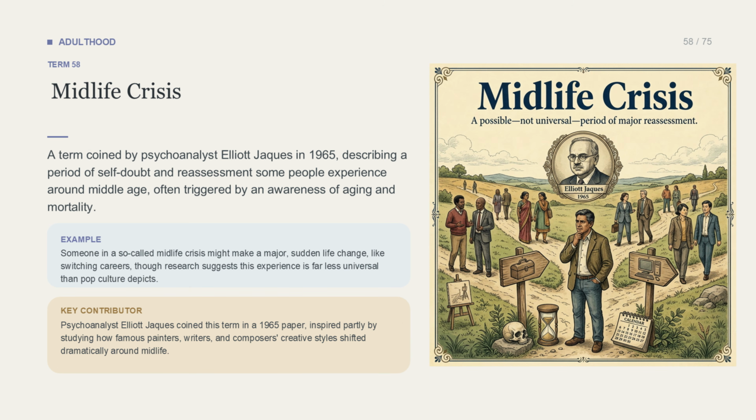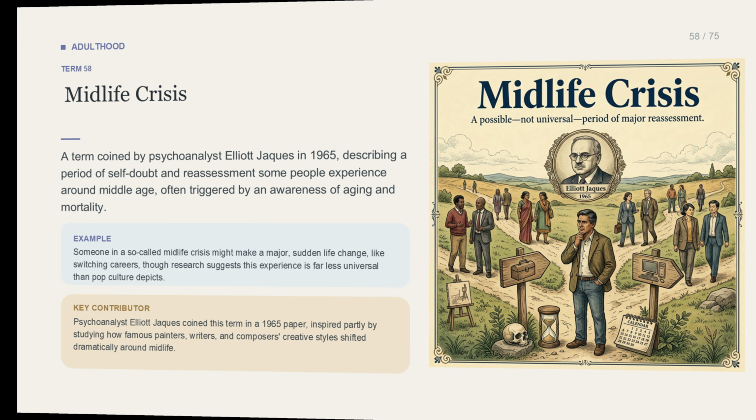58. Midlife crisis. Midlife crisis is a term coined by psychoanalyst Elliott Jaques in 1965. It's described as a period of self-doubt and reassessment that some people experience around middle age. It's often triggered by an awareness of aging and mortality. For example, someone in a so-called midlife crisis might make a major sudden life change, like switching careers, though research suggests this experience is far less universal than pop culture depicts.